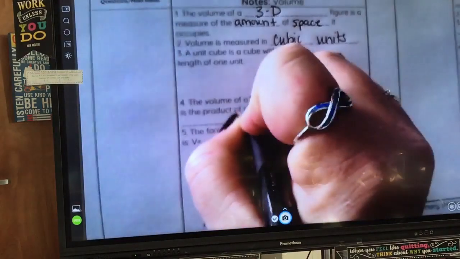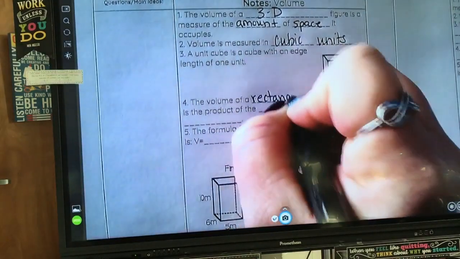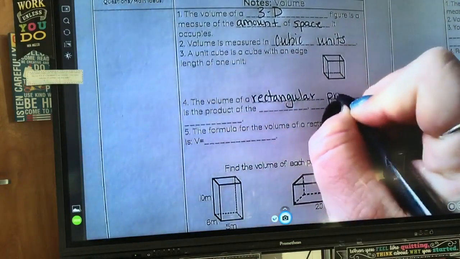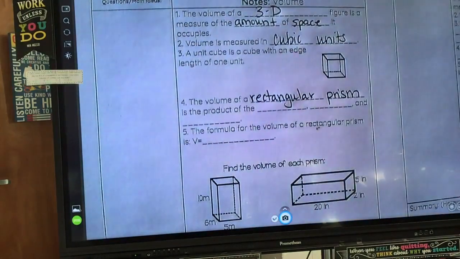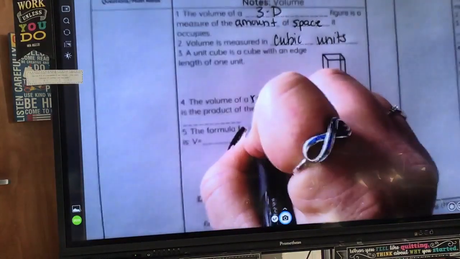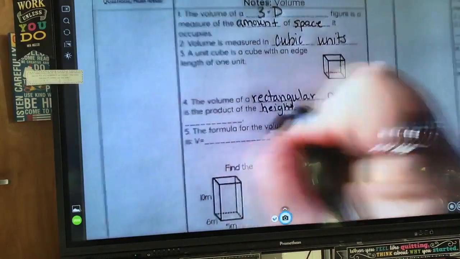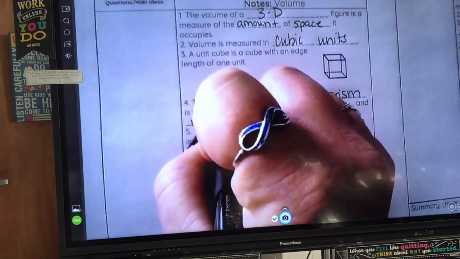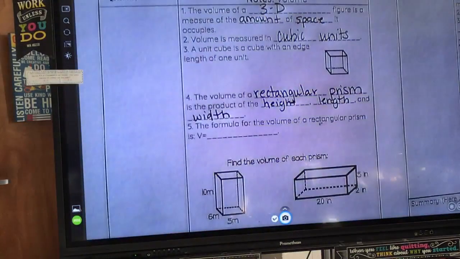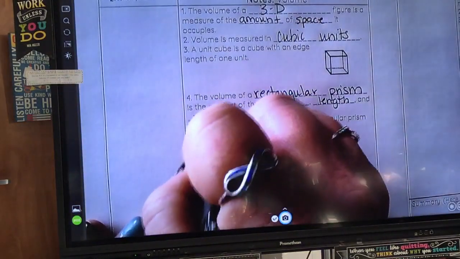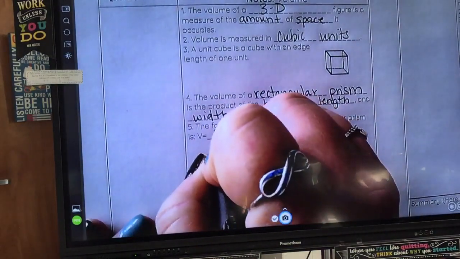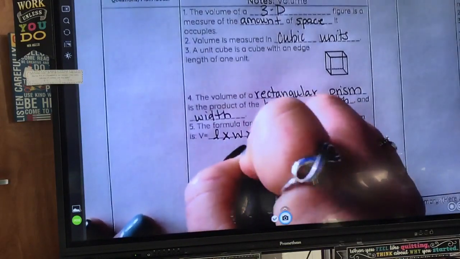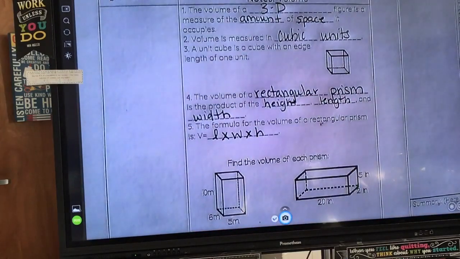The volume of a rectangular prism is the product of the height, length, and width. And then the formula of the volume of a rectangular prism is length times width times height. All right, give me a thumbs up when you have this written down.